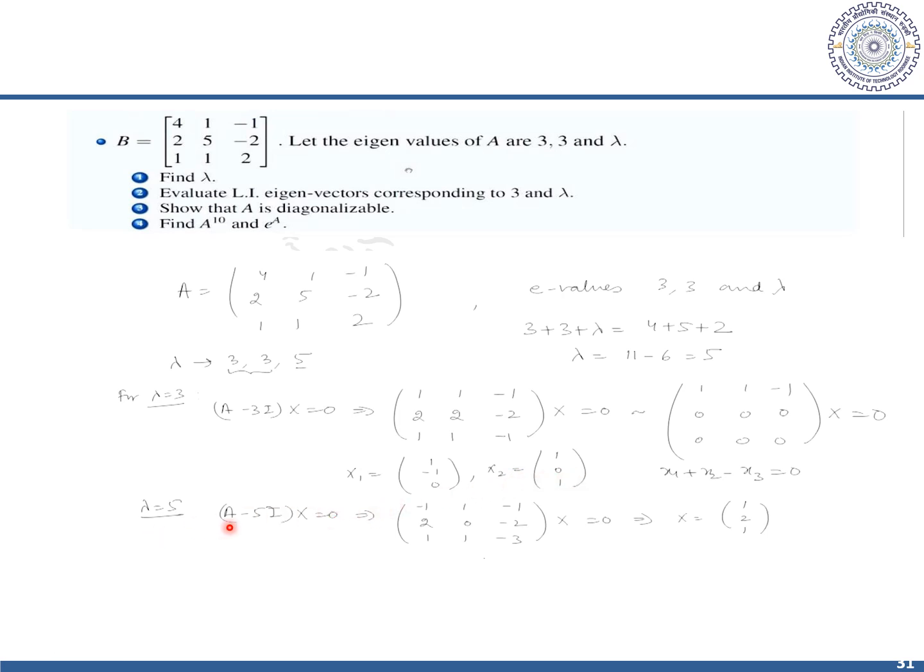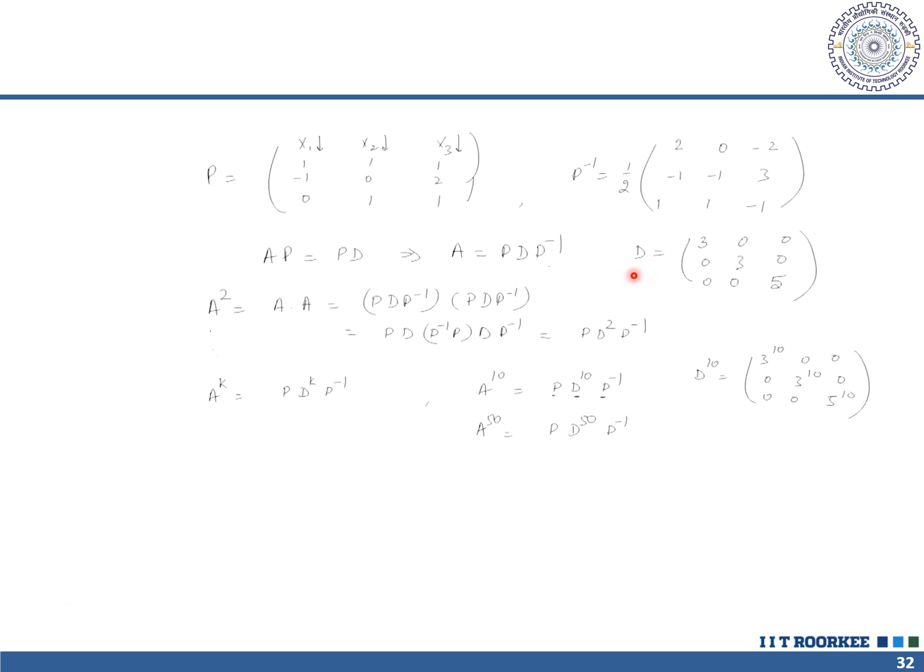For lambda equals 5, we have to find the eigenvector from (A minus 5I) x equal to 0. We can find the eigenvector to be (1, 2, 1). As we have discussed earlier, the diagonal matrix is made of eigenvalues. The diagonal matrix D is 3, 3, 5, where 3, 3, 5 are eigenvalues. And the corresponding matrix P is made of eigenvectors, in the same order.